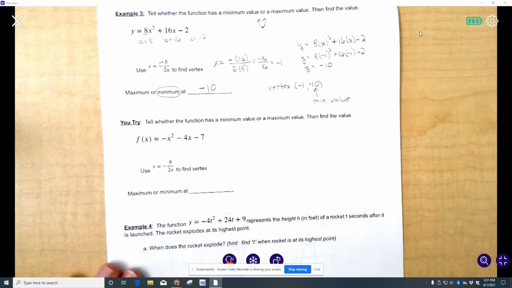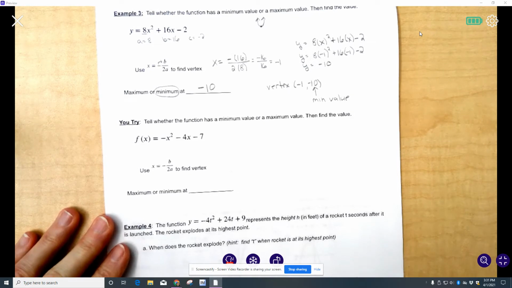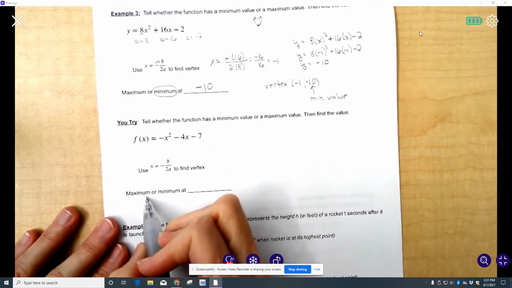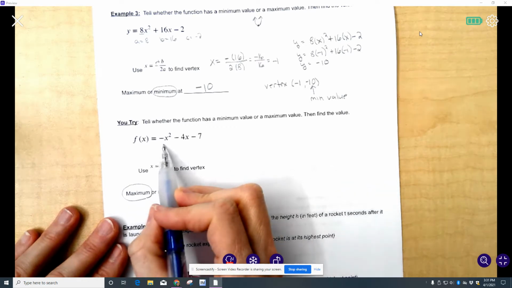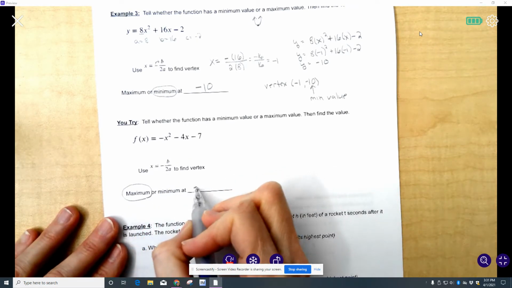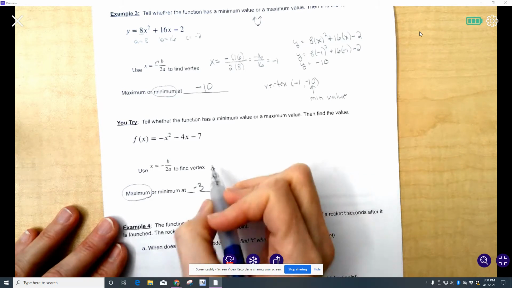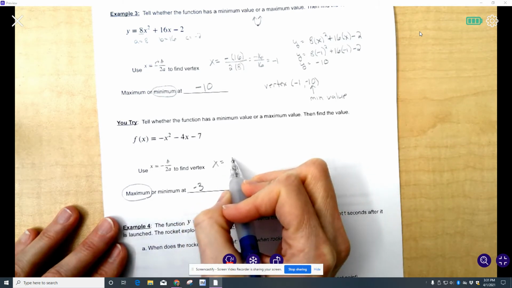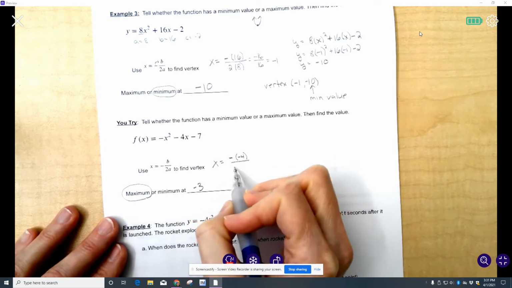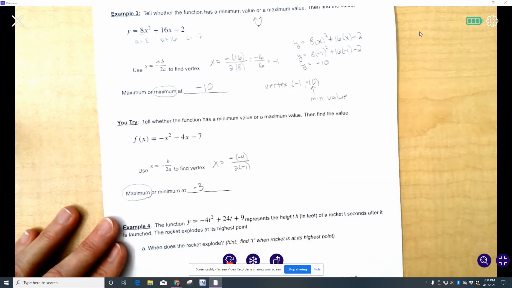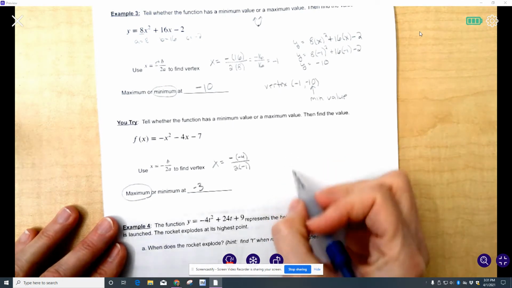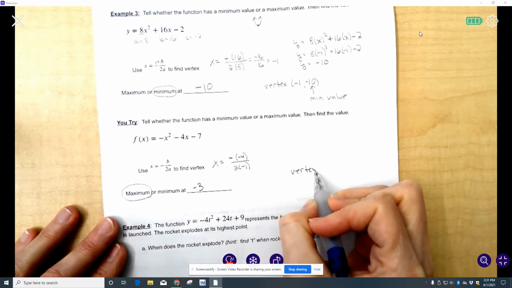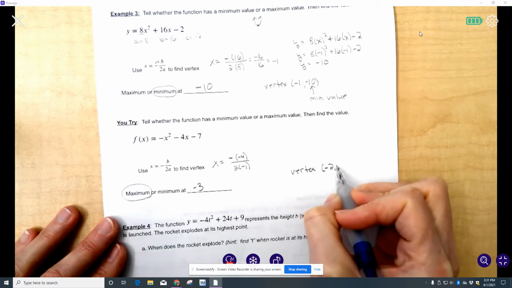That's it really for this example. That one is a your turn. So pause the video and try that one. For this one, I'm assuming you paused the video. You have a maximum because your graph is downward facing, and you should have gotten it at -3. The setup for your vertex should have looked like this. So maybe if you made a mistake with your negatives, you can find it now. Your vertex that you should have found was -2, -3.